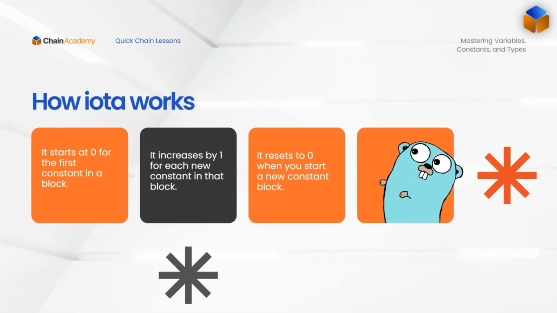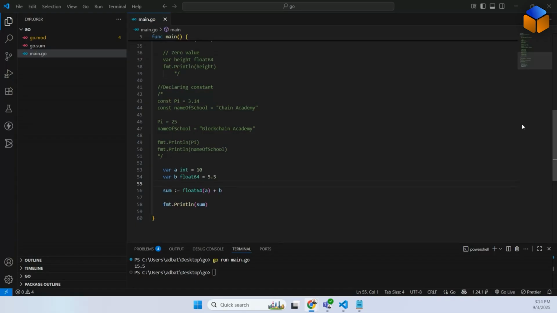So how does iota work? In order for you to understand how iota works, you need to remember these things. First, iota always starts at 0 for the first constant in a block. Then, for each new constant in that block, it increases by 1. And finally, whenever we start a new constant block, iota resets back to 0. So think of iota like a counter that Go manages for you. It counts up automatically in each block of constants. In order for you to understand it better, let's have a quick demo.